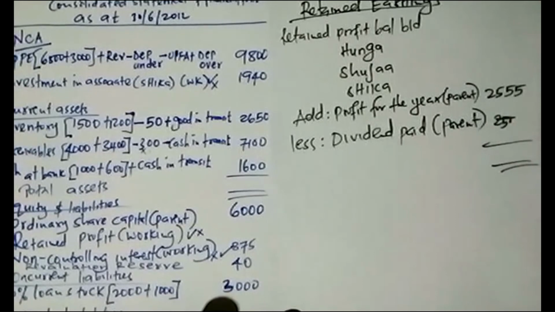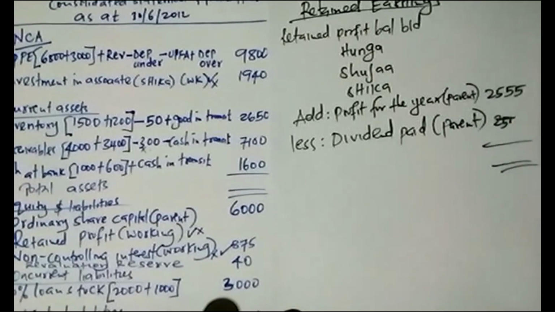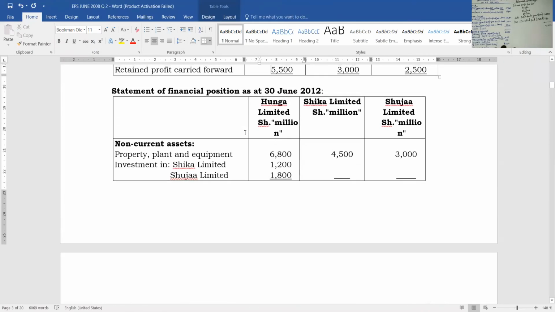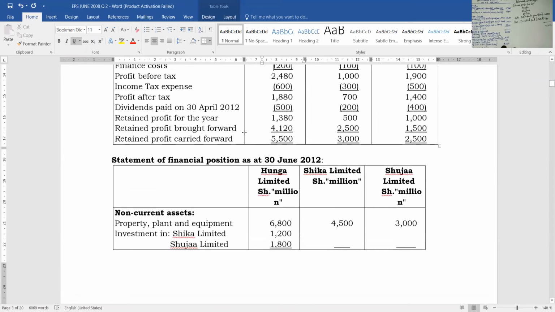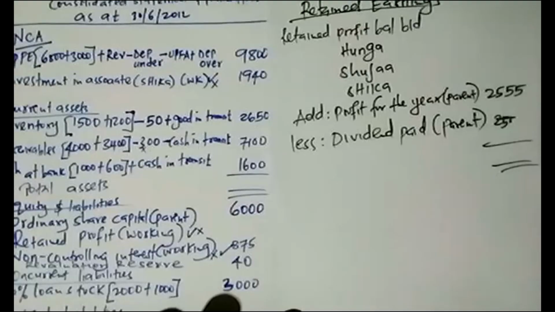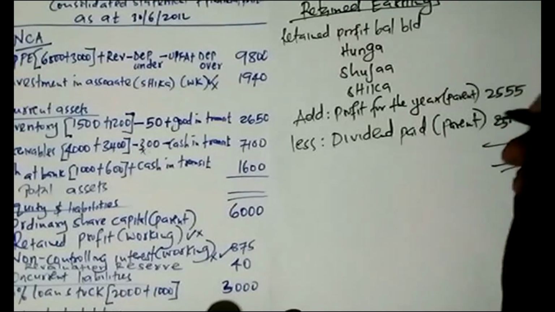Then for the dividends paid by the parent, that one is direct from the income statement. Under the column of the parent, you check the dividend it paid. So dividends paid by the parent, it was this 500, dividends paid on 30th April 2012. For the column of the parent, it's 500.